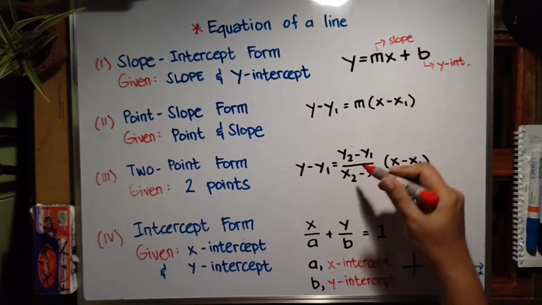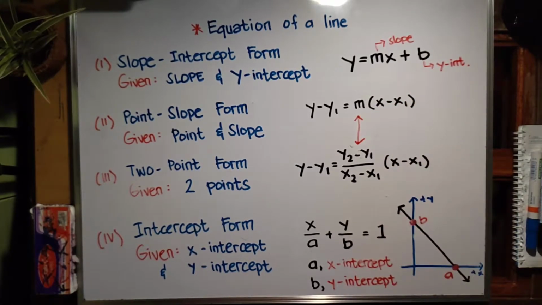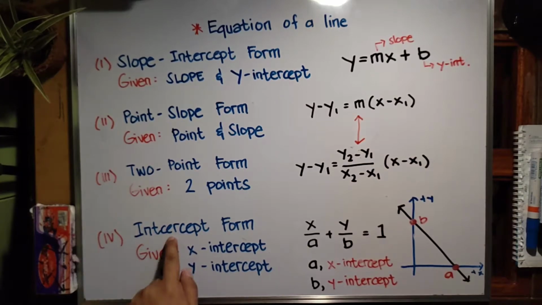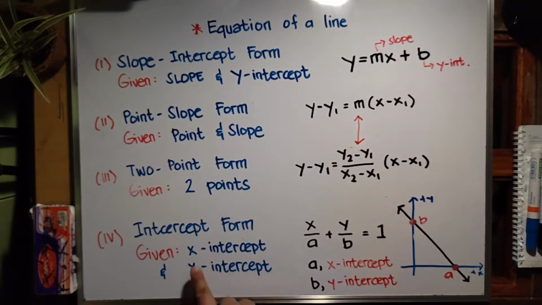This y2 minus y1 over x2 minus x sub 1 is just the slope. It's just that the slope isn't directly given to us, but rather 2 points where we can still solve the value of m. And lastly, we have the intercept form. When you say intercept form, we are given the x-intercept and the y-intercept. So, it is in the form x over a plus y over b is equal to 1, where a is the x-intercept and b is the y-intercept.